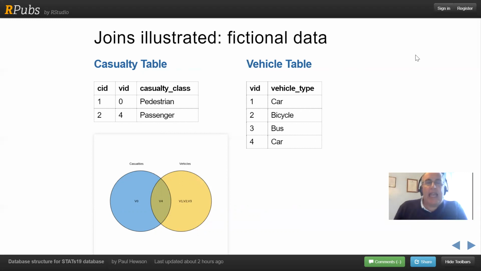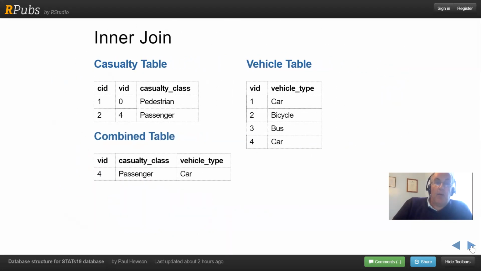I'll come back at the end to talk more about the Venn diagrams, as some people find this a useful way of thinking about SQL joins. But we'll look first of all at the inner join and look at the result. So the inner join, we're looking for entities that match in both tables. And there is only one entity that matches. We saw that in the intersection area of the Venn diagram. The passenger within vehicle number 4 is intersecting with vehicle number 4.